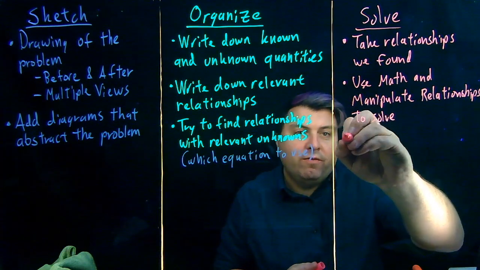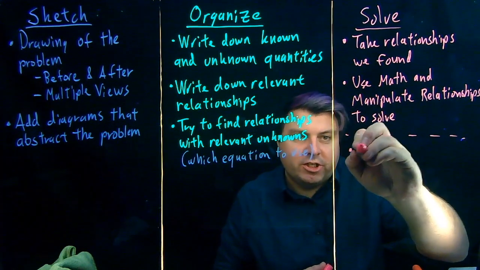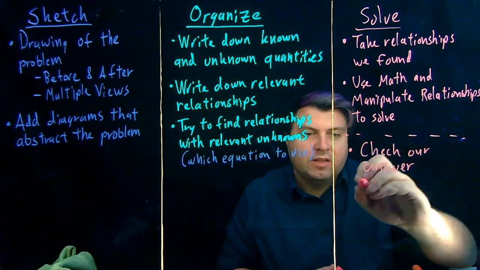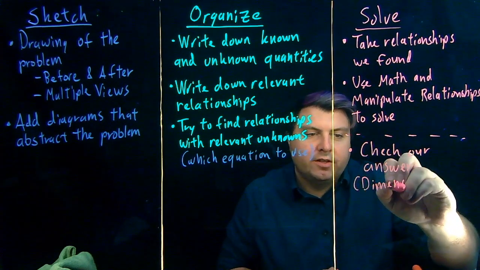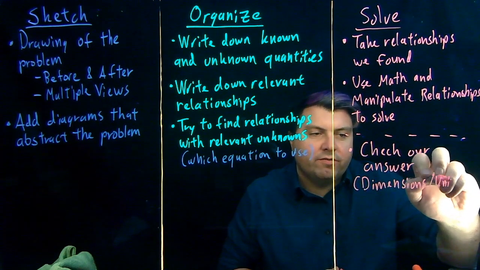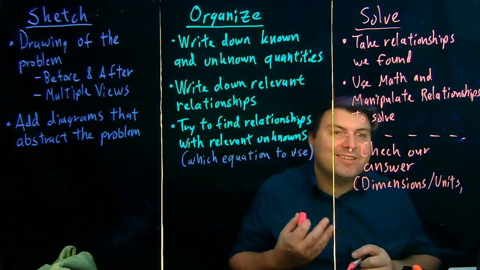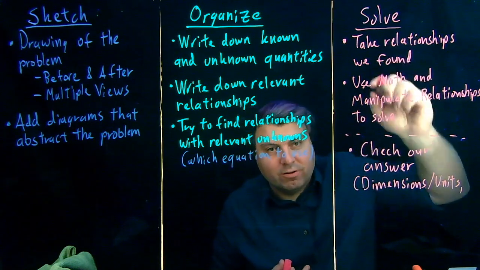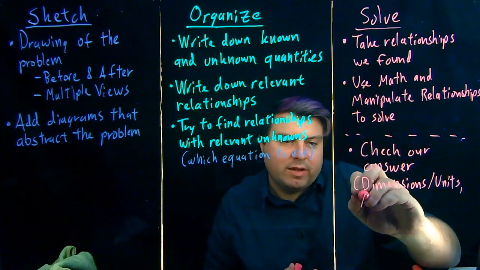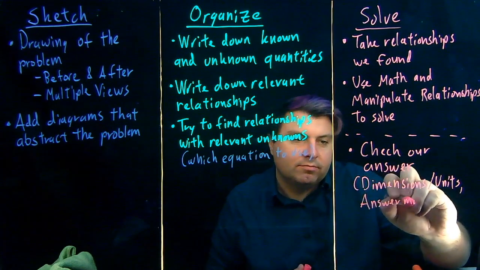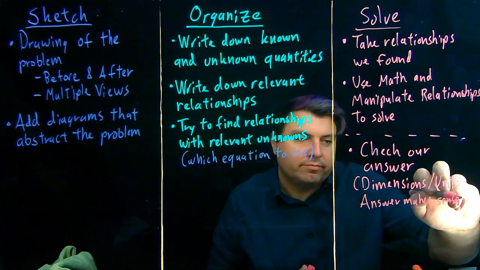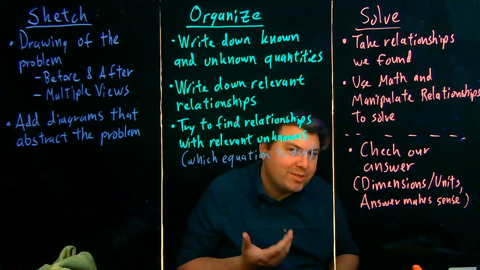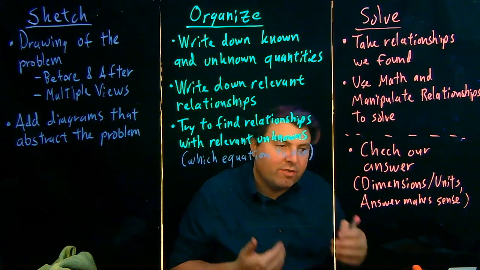Then, once we've solved, we want to check our answer. One way to do this is dimensions or units. If we find out it has the wrong units, it's a very good sign that we did something wrong, either in the relationships defined or the math that we did. And then there's whether the answer makes sense, which is something that a lot of books will say, and I'll say too, but it's really hard because we don't know what makes sense just yet. But just try to think about it.